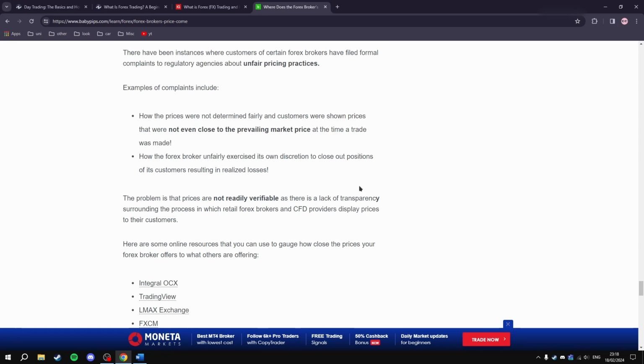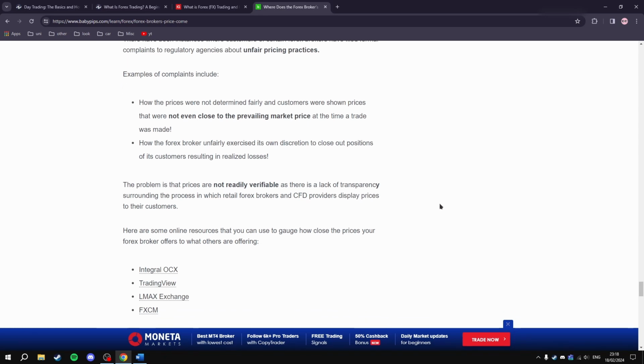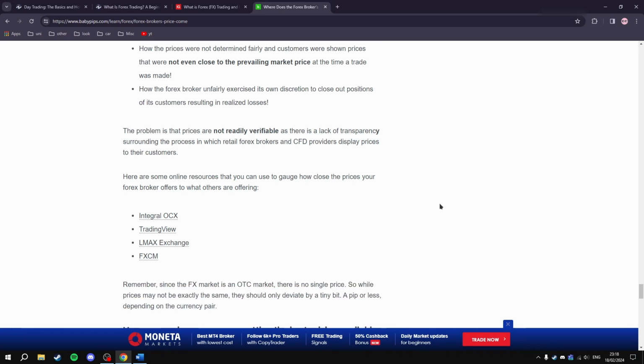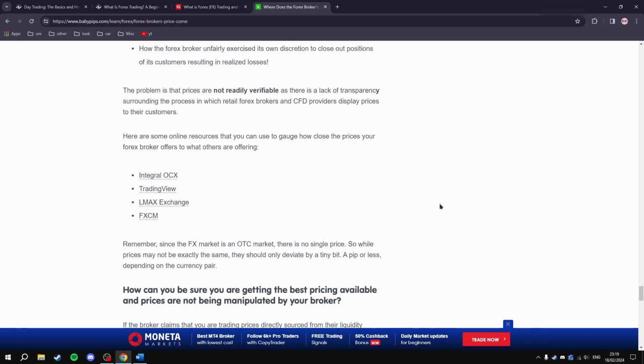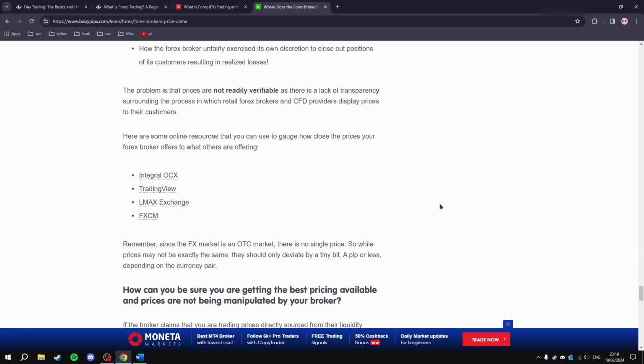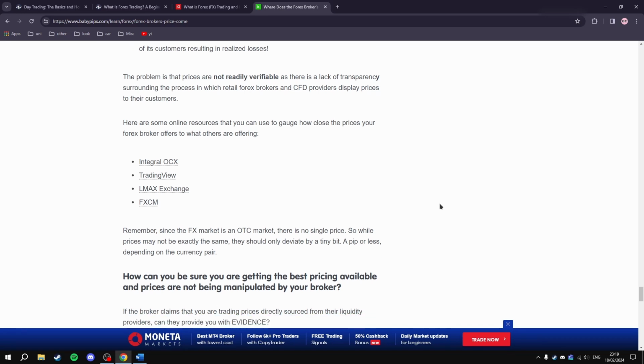There have been instances where customers of certain Forex brokers have filed formal complaints to regulatory agencies about unfair pricing practices. Examples of complaints include how the prices were not determined fairly and customers were shown prices that were not even close to the prevailing market price at the time a trade was made, and how the Forex broker unfairly exercised its own discretion to close out positions of its customers, resulting in realized losses.